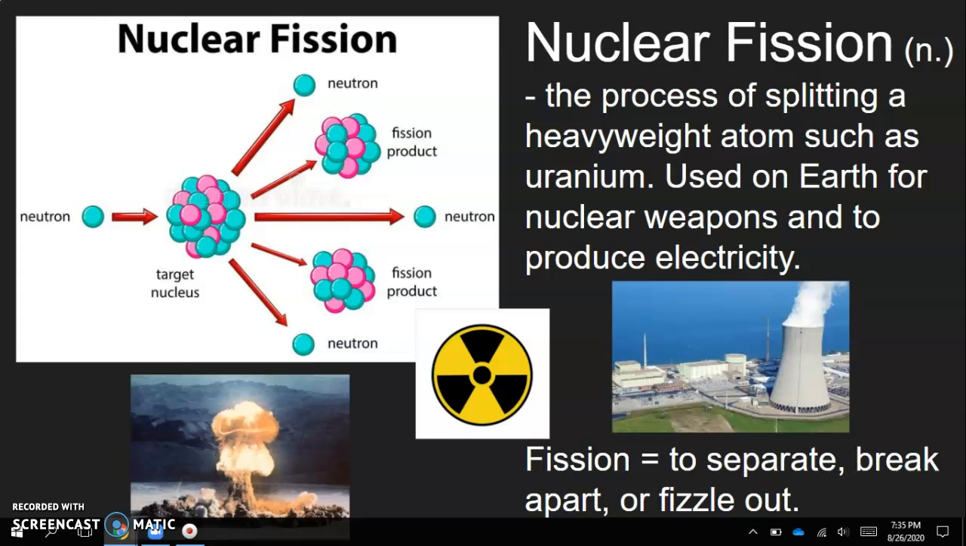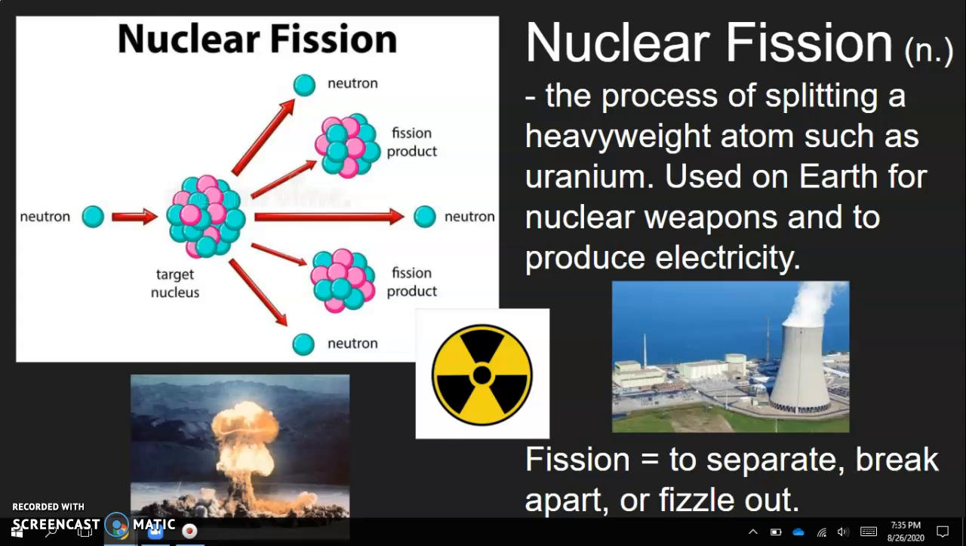So to make energy, you have a heavyweight atom. Typically it is uranium, particularly uranium-235. But you bombard it with neutrons. So the thought is just to hit it really hard. And when that happens, the neutron breaks off, and then you've got these products that break off and eventually can be used to produce energy. And this is also what is in nuclear weapons. So when you talk about nuclear bombs exploding, nuclear fission is the process that causes that to happen.